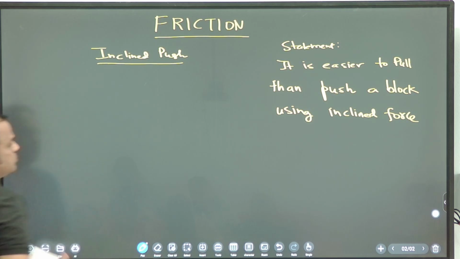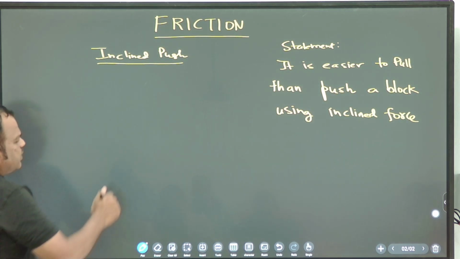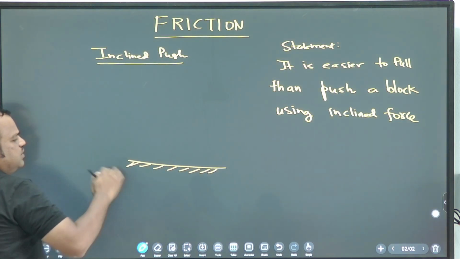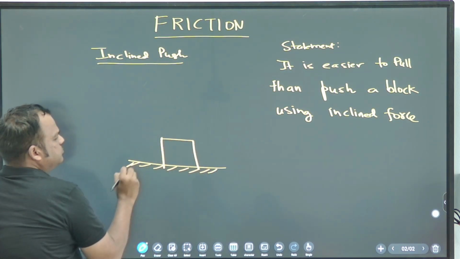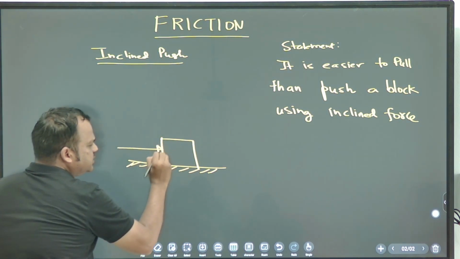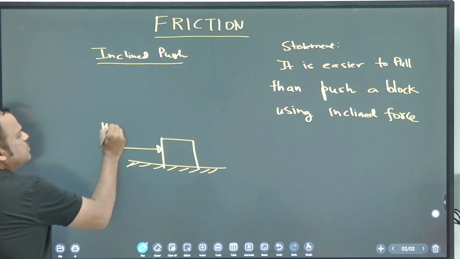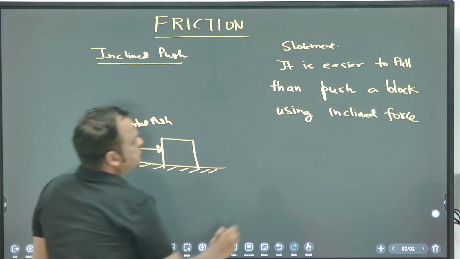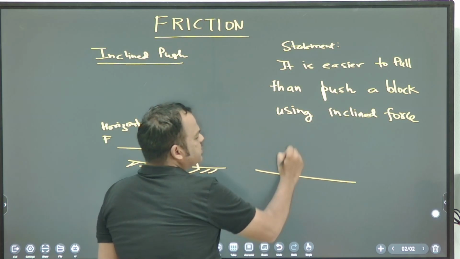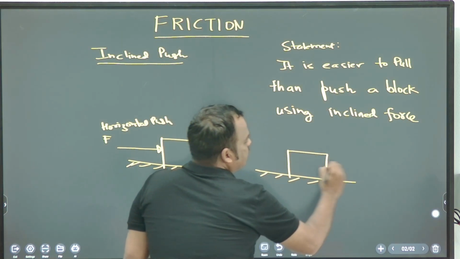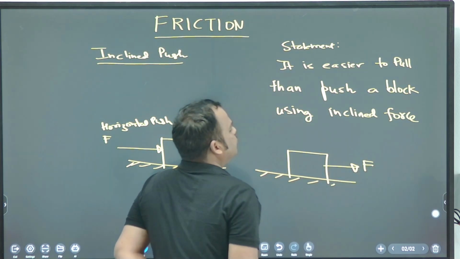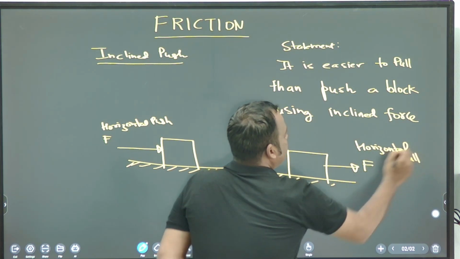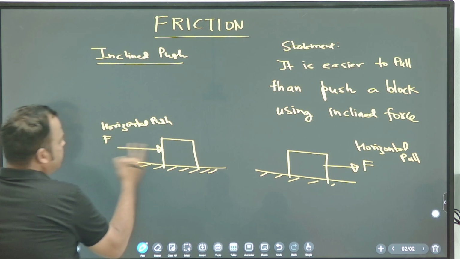Okay, so what is horizontal force and inclined force? So, see, suppose this is the what type of surface? Horizontal. So this is the block. So if you are pushing the block, it will look like this. So this is known as horizontal push. If horizontal surface block is there, now this is known as horizontal pull. Horizontal pull, both are equal. How much minimum is needed? Tell me.